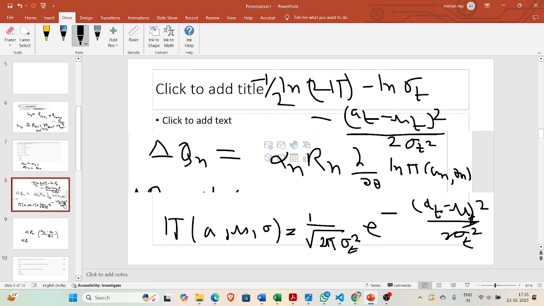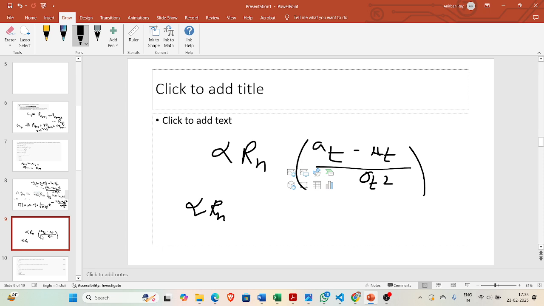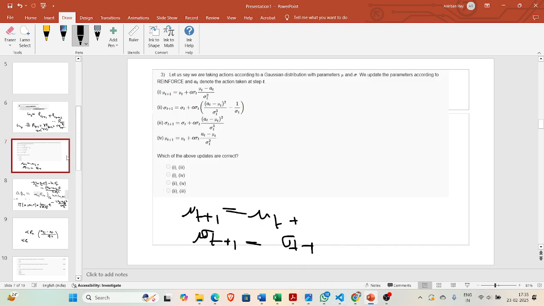Right. Now next, this is the term for the mu part. You can check the options right now. I think this is the one we are getting for mu. So this fourth option is correct. There are two options, 2 and 3, B and C here, that match with respect to mu.